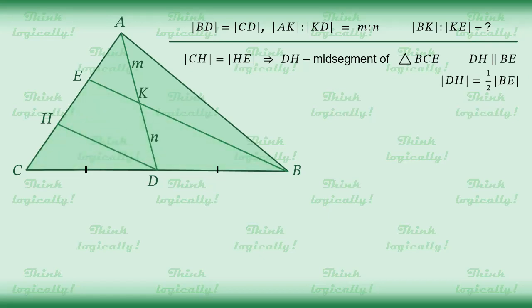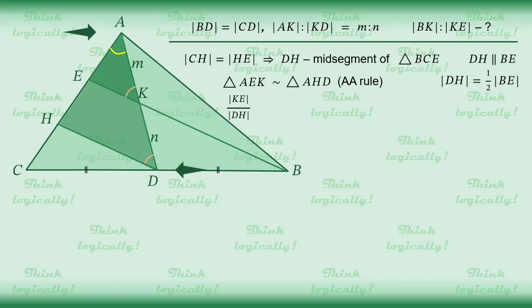Now consider triangles AEK and AHD. These triangles have a common angle with vertex A. Also, parallel lines DH and BE form equal corresponding angles. Therefore, the triangles are similar due to the angle-angle rule, and we can equate the ratios of their sides. KE to DH is equal to AK to AD.